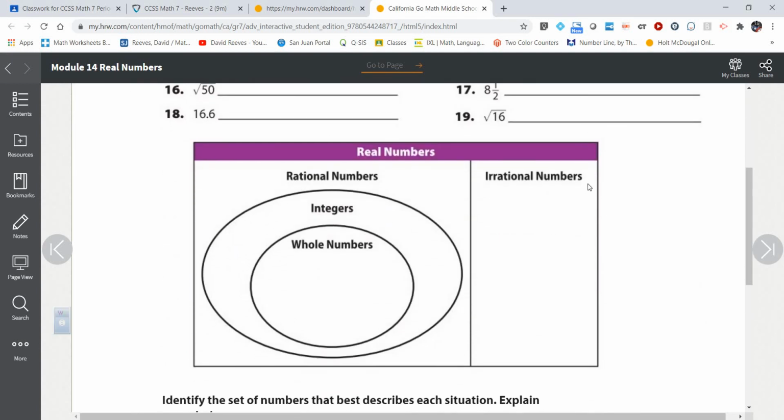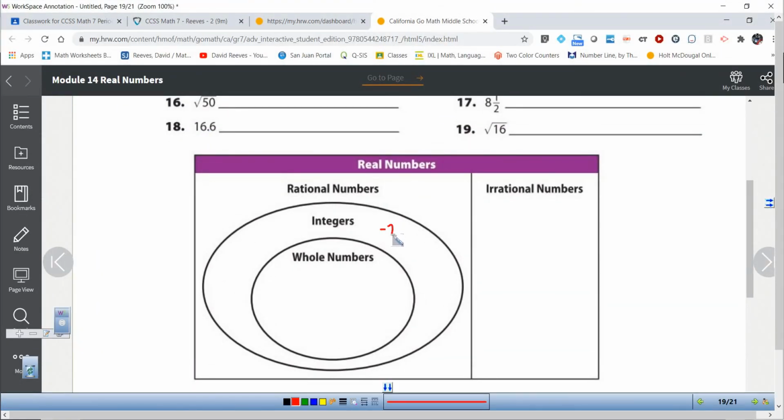True or false? All integers are whole numbers. That would be false, right? Because you can have a number like -7 that's out here but not in there. So if it's outside, it's not in. All rational numbers are counting numbers. False, right? 1/2 is rational, but it is certainly not something you're going to count on your fingers. True or false? A number can be rational and irrational at the same time. False. You can't be over here and over there at the same time.